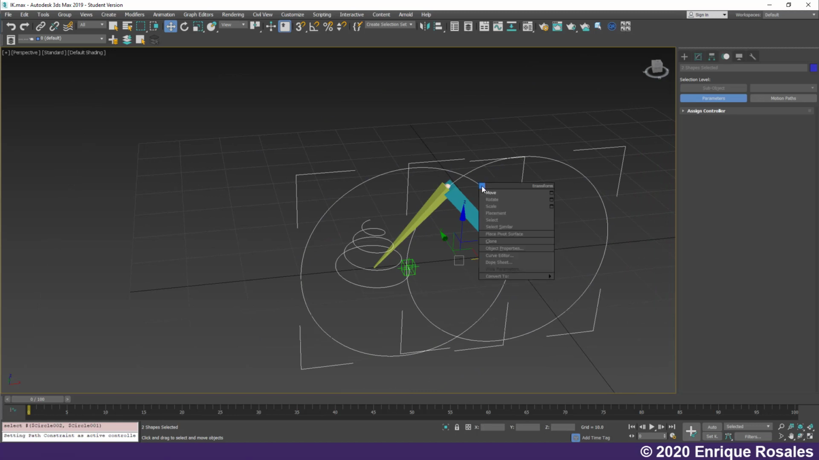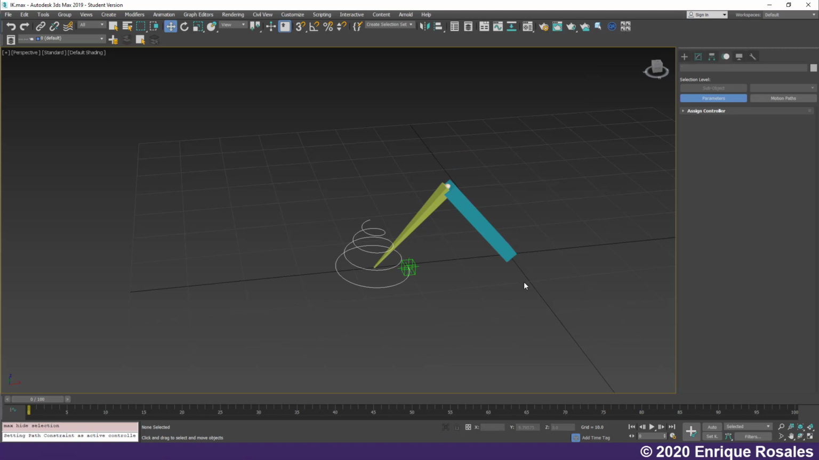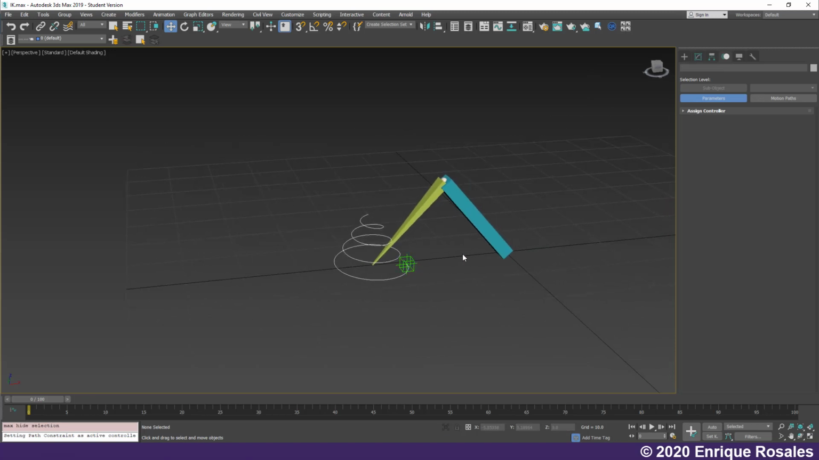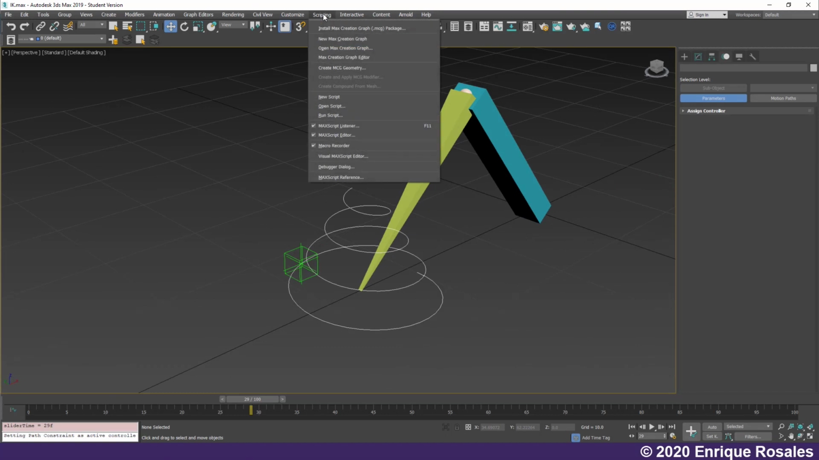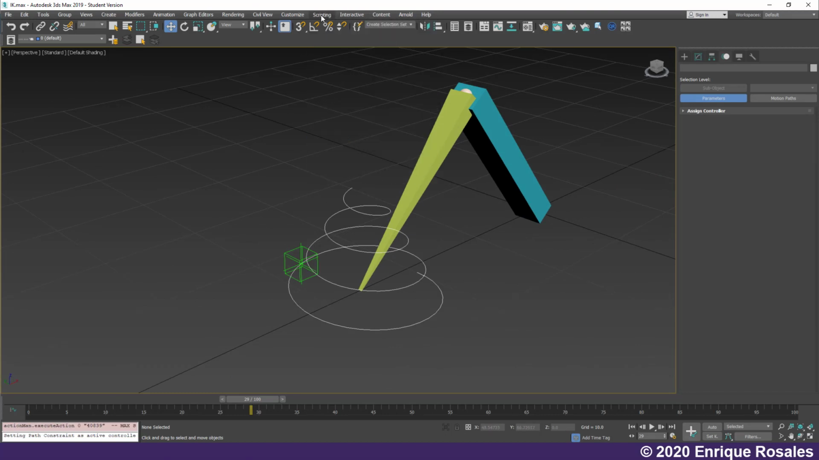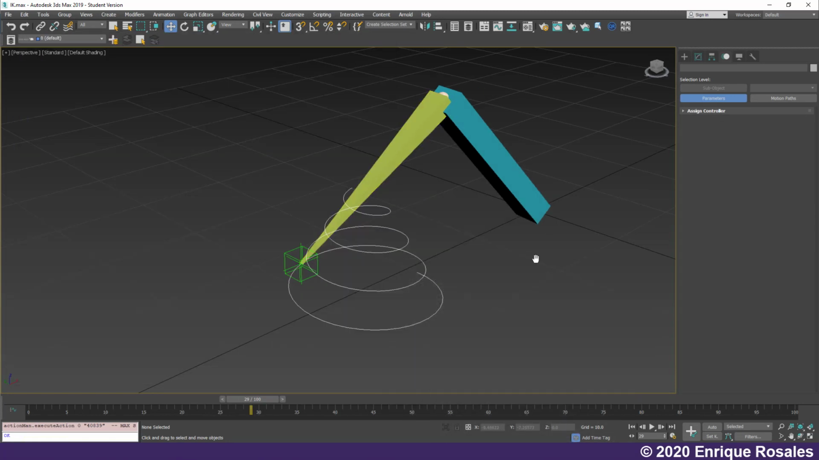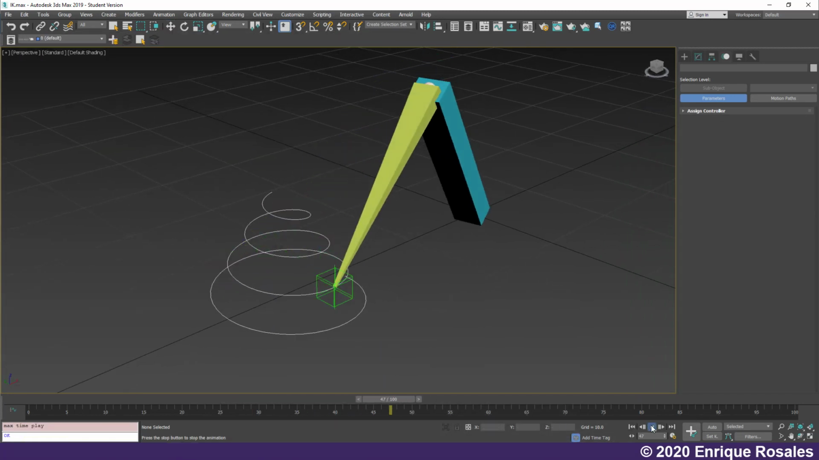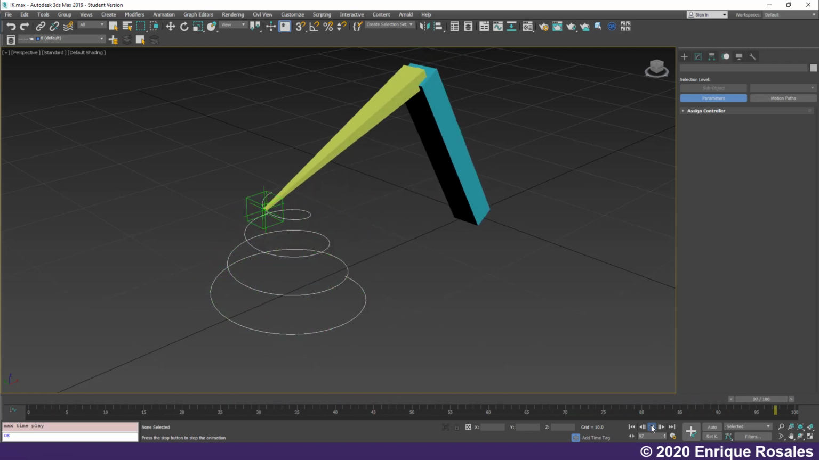And I will for now just hide these circles because we don't need them, right? Object properties, sorry, hide selection. It's not working. Hide selection. Okay, good. So now the end effector is basically moving in 3D, right? So it's not constrained to this front plane. So if I come back to my editor and I just compute it again, let's see what happened. And it is following everything in 3D. So it's super nice, right?